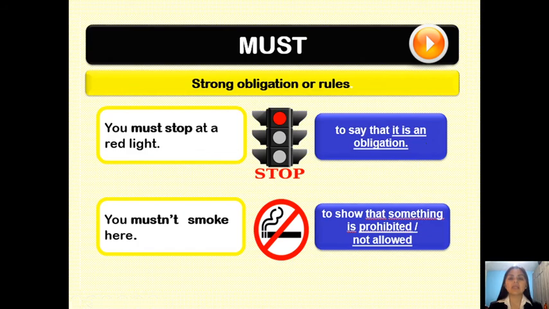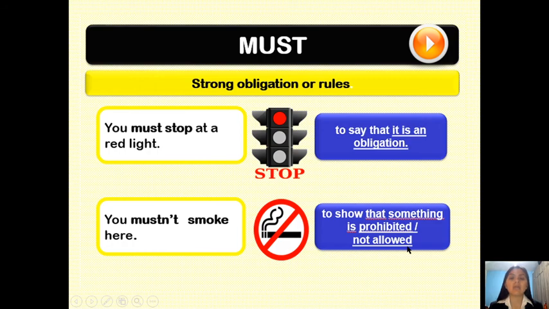Let's see the second picture. You will find a cigarette. And the example is you mustn't smoke here. You mustn't smoke here. When do we use must in negative form? Let's read: to show that something is prohibited, or it's not allowed.